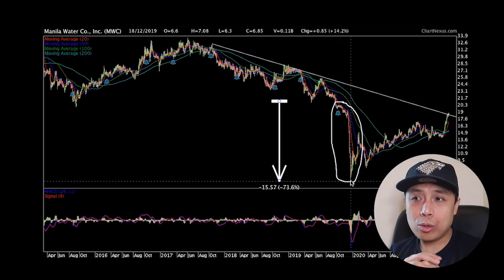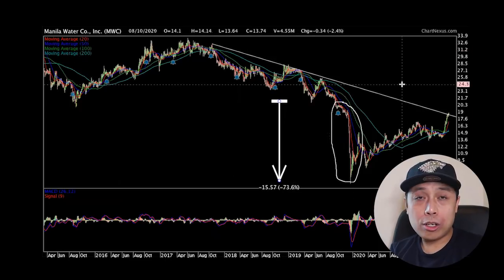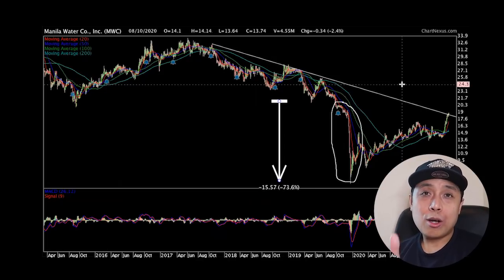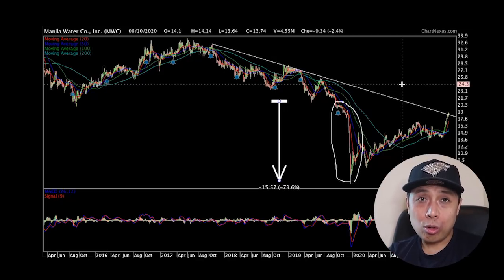But what I want to submit to all of you is this. Look at it. While it was dropping, it was still inside this downward trending slope. While it was dropping, it was still inside the downtrend. So please do remember this. What's low can continue to go lower as long as it's still in a downtrend. That's a characteristic of a downtrend.